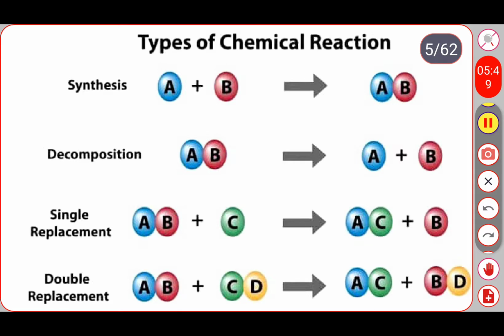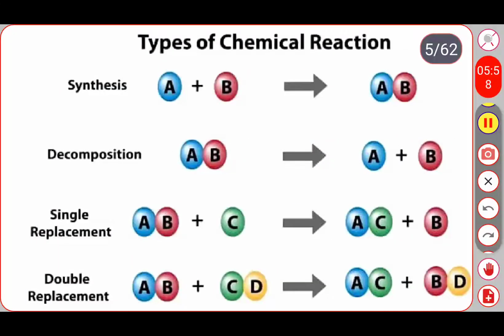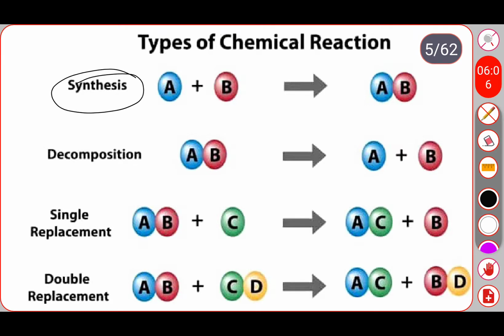The first one is synthesis or combination reaction. A combination reaction has one more name, synthesis reaction. What you are observing on the display are the general forms of representation of chemical reactions. With the help of these general formulas we can understand how chemical reactions exist. For example, the first one is nothing but a combination reaction.